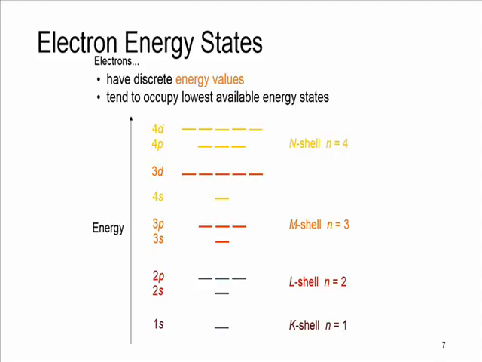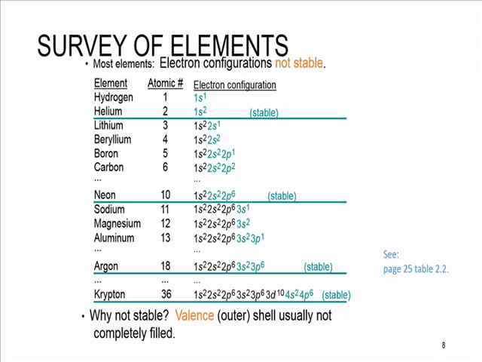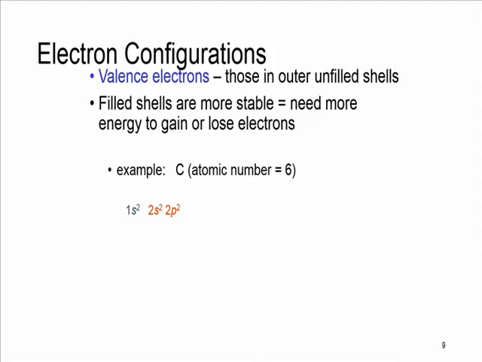The expected electron configuration is listed here. This is based on what we discussed in the previous slide. A more complete list can be found on page 25 of your textbook, table 2.2.